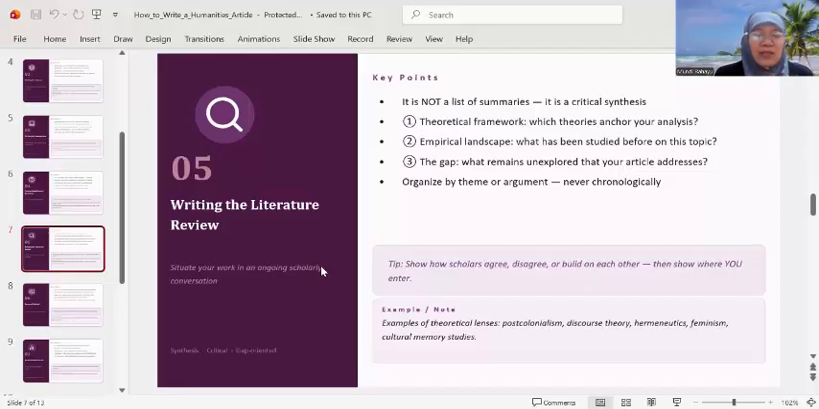This is how to write the literature review. The tip is to show how scholars agree, disagree, or build on each other. Then show where you enter. Where is your position? Examples of theoretical lenses: postcolonialism, discourse theory, hermeneutics, feminism, cultural memory studies. For example, the postcolonial lens for understanding Pramoedya's Bumi Manusia.